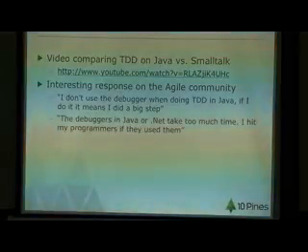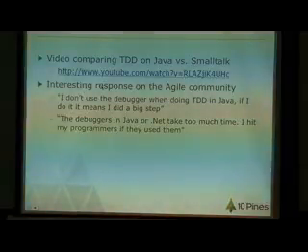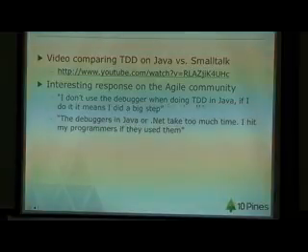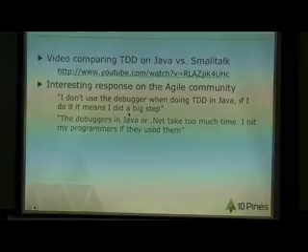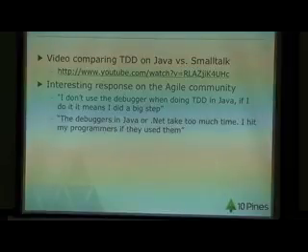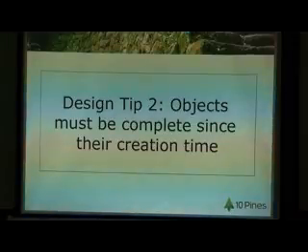And I sent the mail to the Agile community, and I got these kinds of responses. For example, I don't use the debugger when doing TDD in Java. If I do it, it means I did a big step. I don't know why. Or the other, this one is really good: the debuggers in Java take too much time, I hit my programmers if they use them. So, anyway, I'm happy we're using Smalltalk.